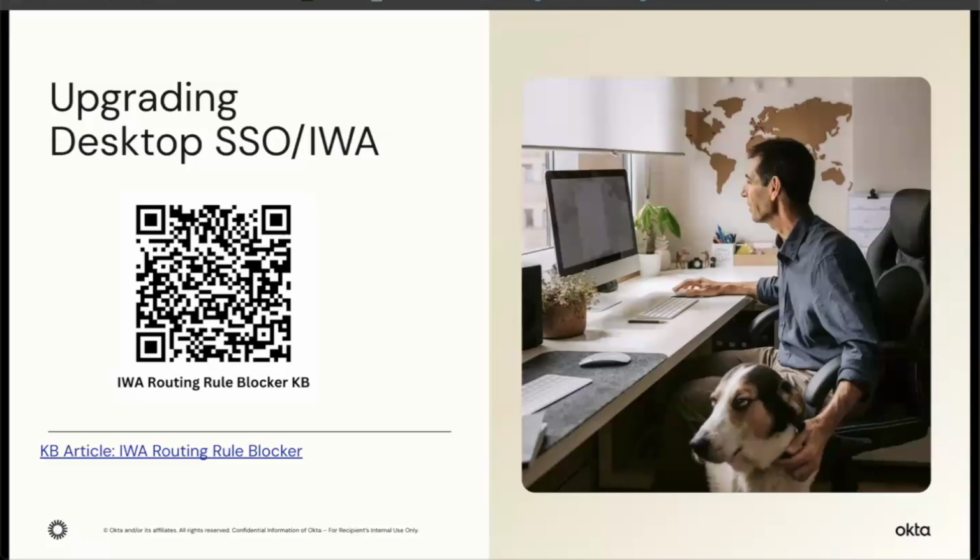I'm not going to go through the step-by-step process of integrating the agentless IWA. That's covered in pretty good detail by the video on this knowledge base article. I would just direct you to that. What we are going to go through today are some general tips and guidelines around the whole process that you want to follow when moving away from the on-prem IWA to the agentless desktop SSO in preparation for the upgrade to OIE.